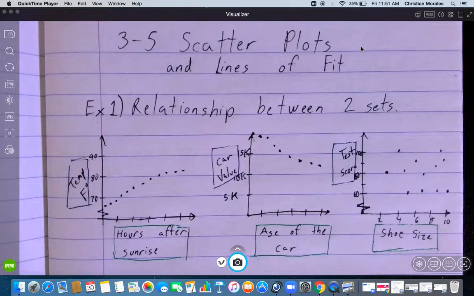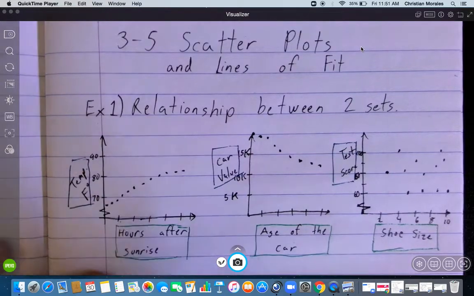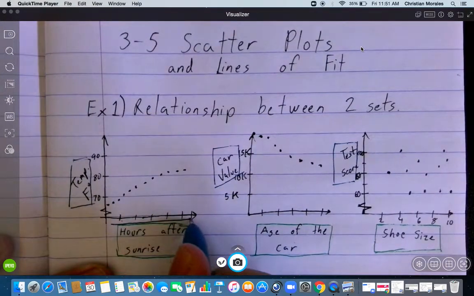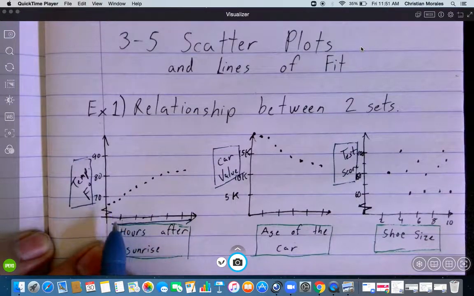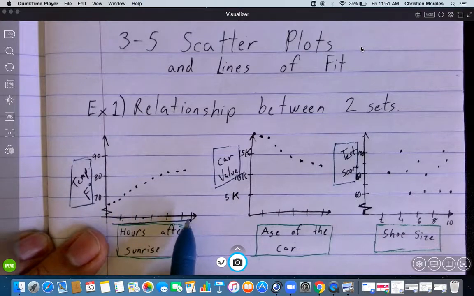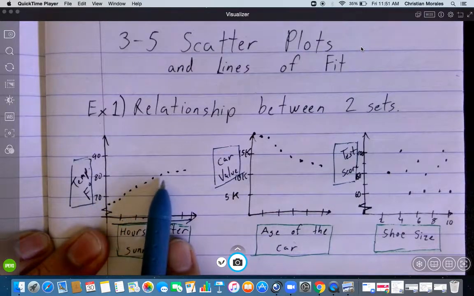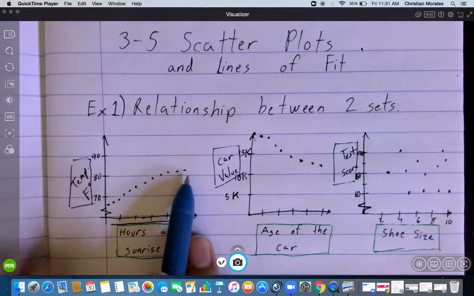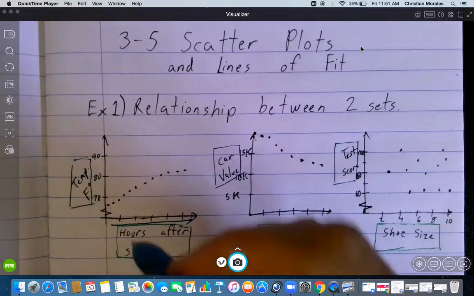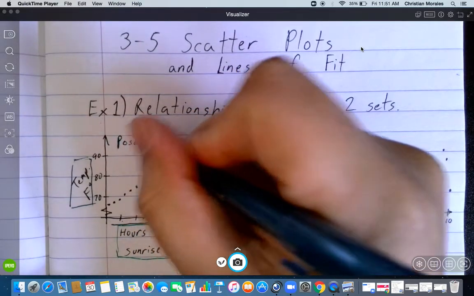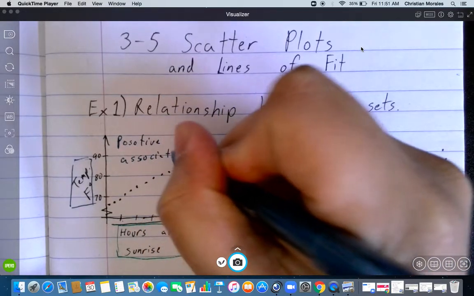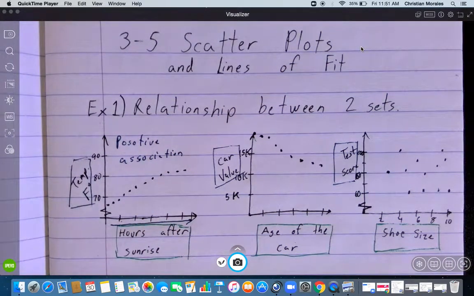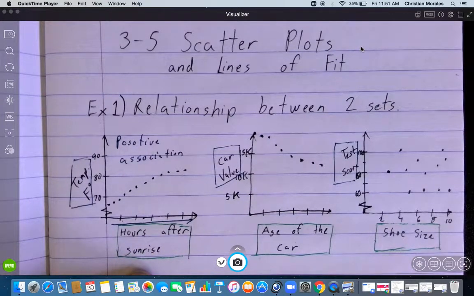Okay, so what we're looking at is basically what do we see happen as we see one increasing. So as the hours after sunset increase, so as it gets later in the day, what is happening to the temperature? We see that the temperature is also increasing. So what we would say here is that this has a positive association, because as one increases, so does the other.